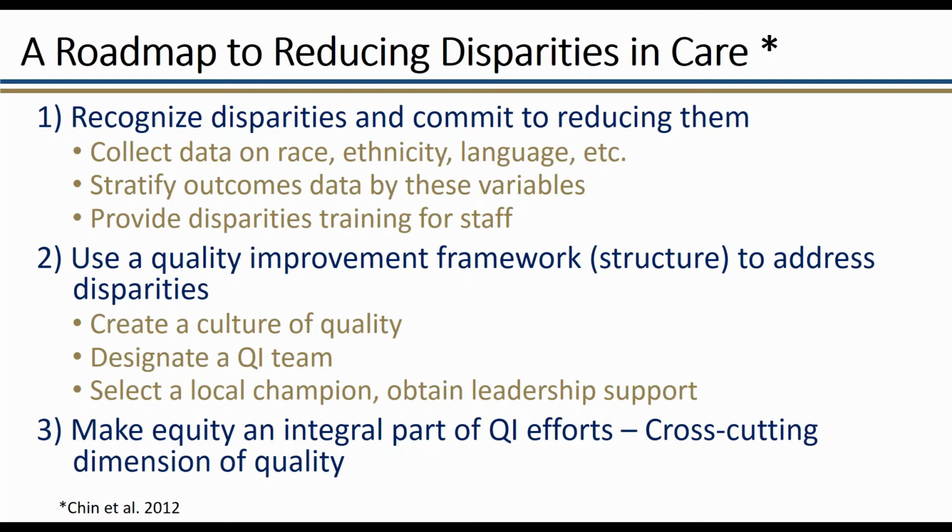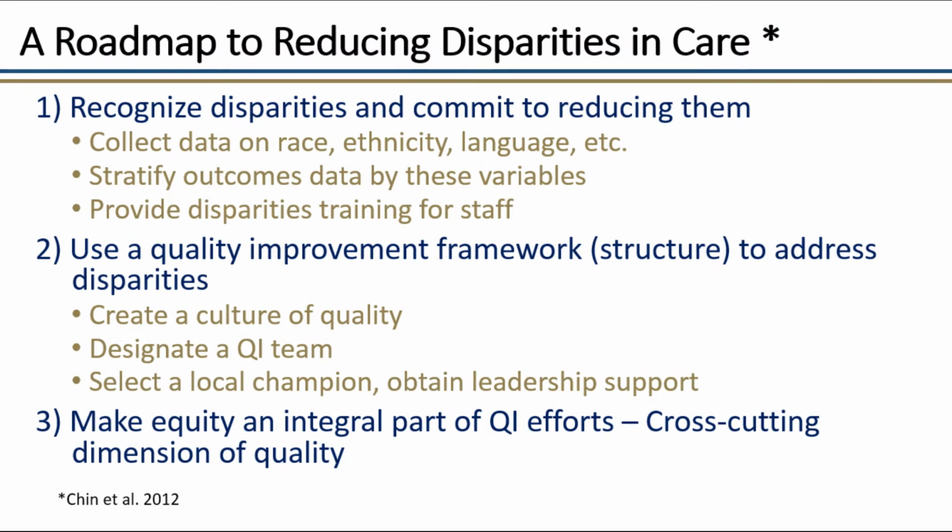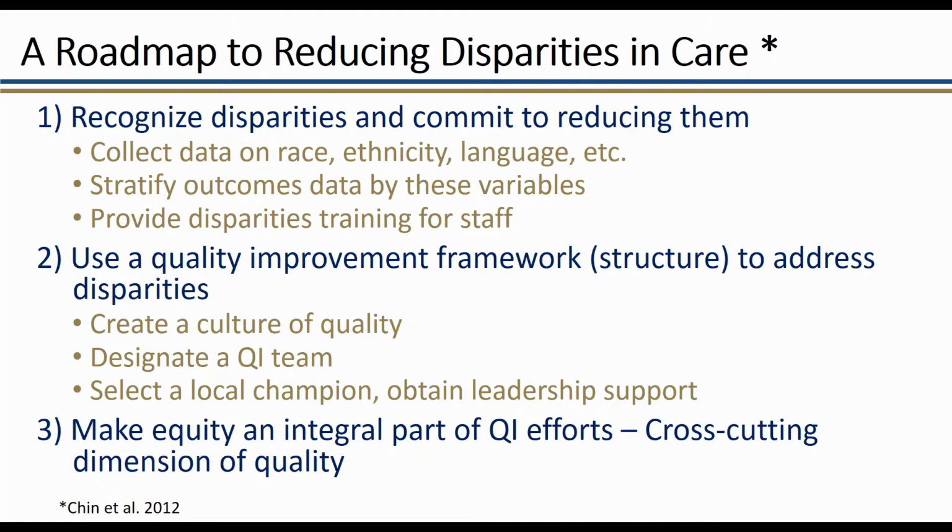And so the first thing that a healthcare system or a practice needs to do if they want to try to tackle this is really just recognizing, understanding, and committing to reducing disparities. So that means collecting data on your patients based on race and ethnicity or other characteristics, and looking to see how outcomes may vary by these variables, how the amount of care that they receive may vary by these variables, and then also beginning to have a discussion with the staff on understanding disparities, why this is an important topic, and training them on what we know about disparities and how to improve them.